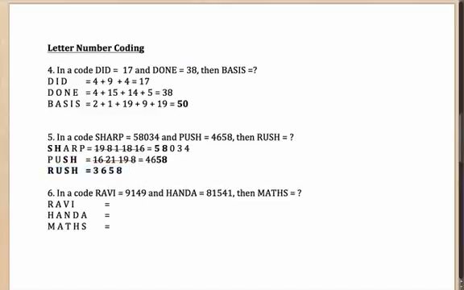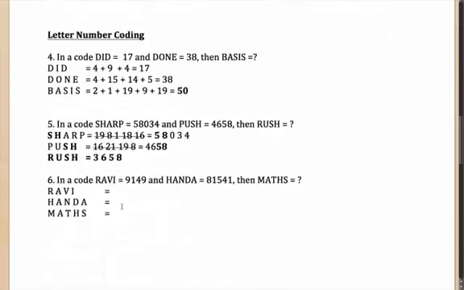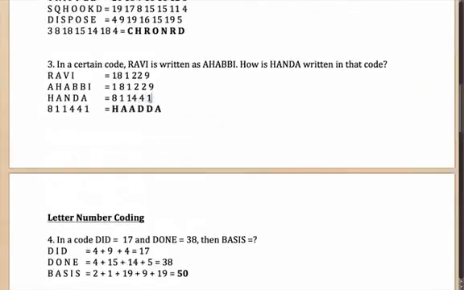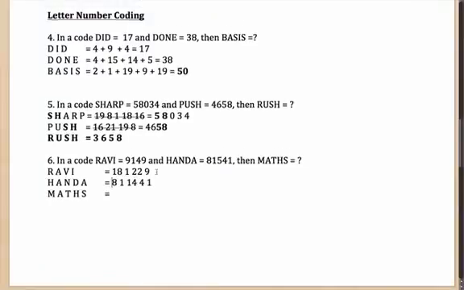Once again, getting a little personal. What do we have for Ravi? I just did Ravi here. Ravi is 18, 1, 22, 9. Handa also I did here. That was 8, 1, 14, 4, 1. So I get that here, and I need to find it out for maths. But before that, what is the code? The code is 9149. For this one, the code is 81541. Do you realize the pattern here?